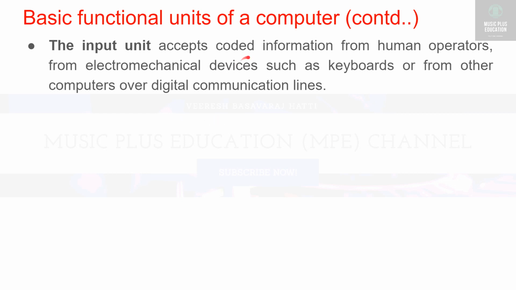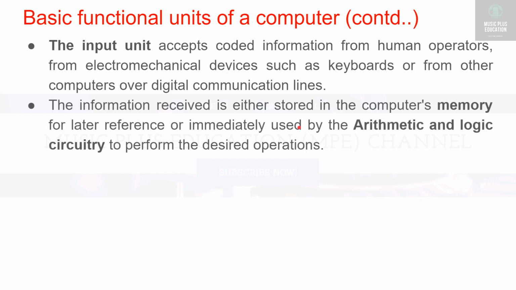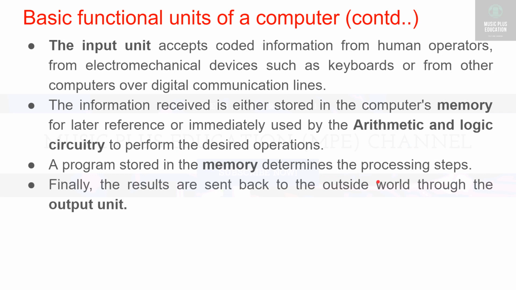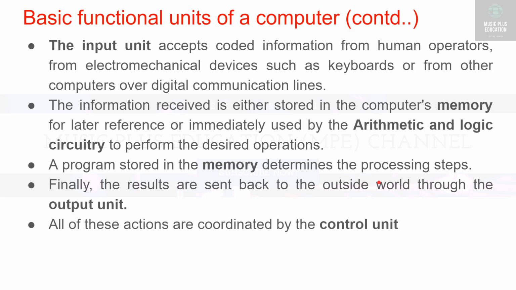That is the coded information from human operators, from electromechanical devices such as keyboards, or from other computers or digital communication lines. The information received is either stored in the computer's memory for later reference or immediately used by the arithmetic and logic circuitry to perform the desired operation. When I say desired operation, that's addition, subtraction, multiplication, and logical operations like AND, OR, NOT. A program stored in the memory determines the processing steps. Finally, the results are sent back to the outside world through the output unit. All these actions are coordinated by the control unit.